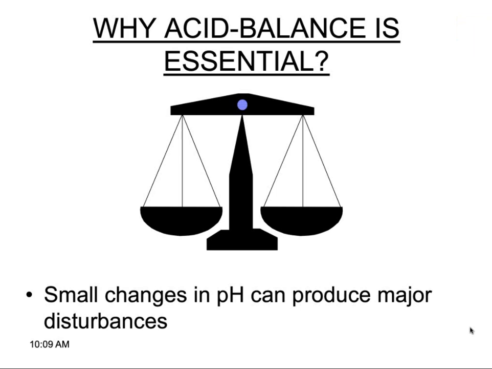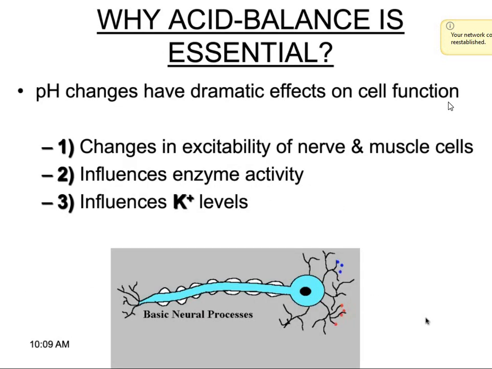The reason for that is that small changes in pH can produce significant disturbances. For example, pH changes have dramatic effects on cell function. They can change the excitability of nerve and muscle cells, they can influence enzymatic activity, and they have specific influences on potassium levels.